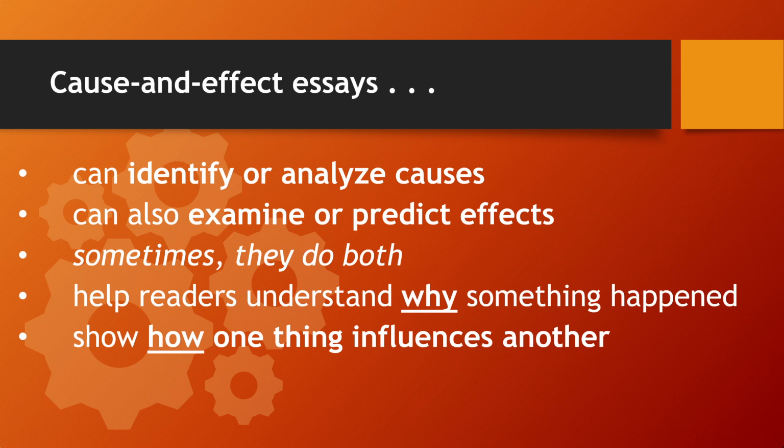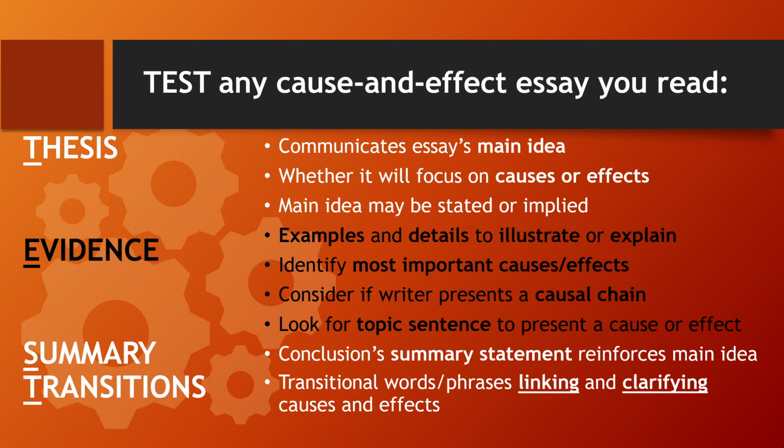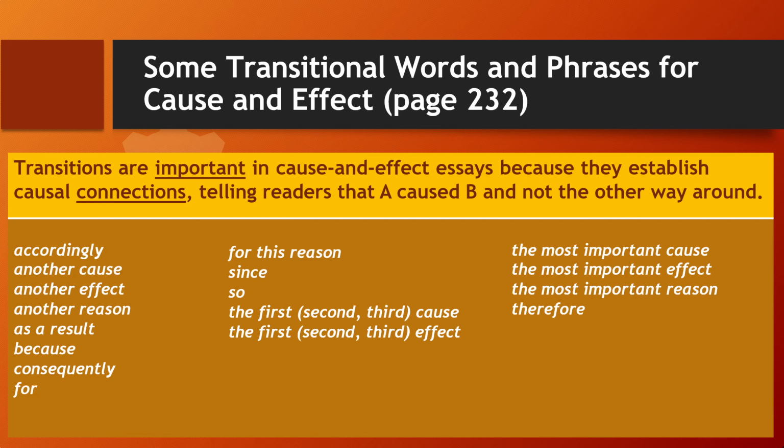A cause and effect essay can look at either a singular cause and effect, or at chains, or they can try to predict events. Sometimes they're there to help us understand why, and sometimes how. You're still going to test them. You're still going to see whether everything's there, whether it's focusing on causes mostly, effects mostly, whether it goes back and forth, and what it is that the author actually wants from us.